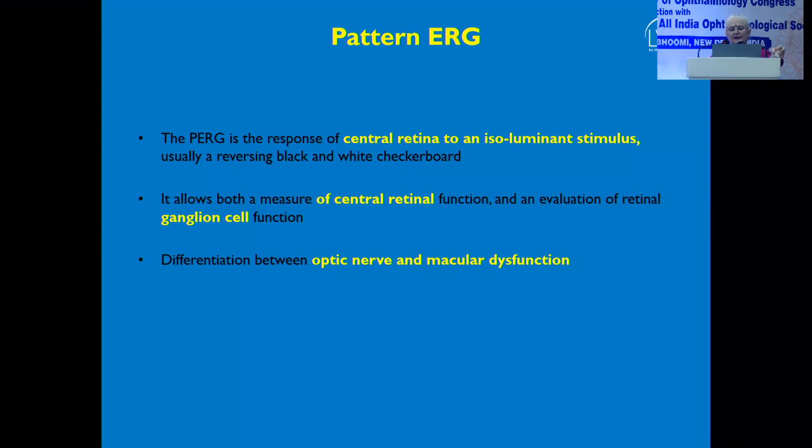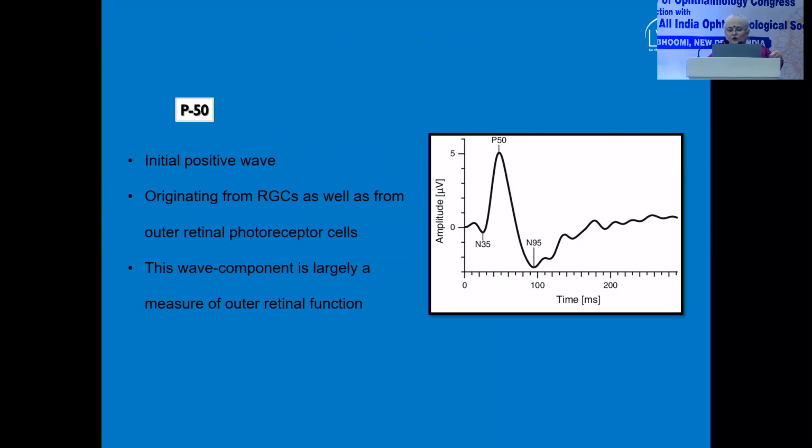The pattern ERG here, we are taking the responses from the macular area, because the flash ERG cannot tell you anything about the visual function or the visual acuity of that patient. It only tells you about the health of the retina. So you can have an absent flash ERG, but still the patient can see 6/6. That is because the flash ERG is testing the whole of the retina, and the macula is a very tiny part of that whole retina. So when we want to look at the macular function or correlate to the visual acuity, we look at the macular photoreceptors by either pattern ERG or by the multifocal ERG.